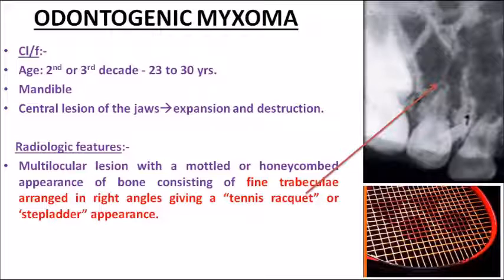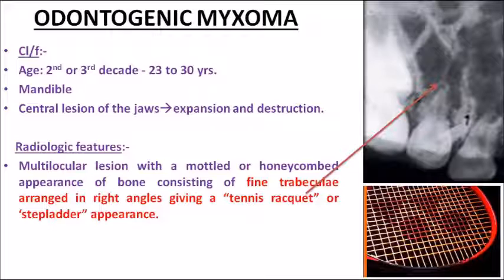The radiographical picture which I have shown there is actually a lesion in the maxilla. In that region, what you can make out radiographically is that the characteristic appearance of odontogenic myxoma is that of a tennis racket appearance. Below I have shown you the tennis racket. Can you make out the same characteristic pattern of a tennis racket in that radiological picture? It is like compartments, isn't it?